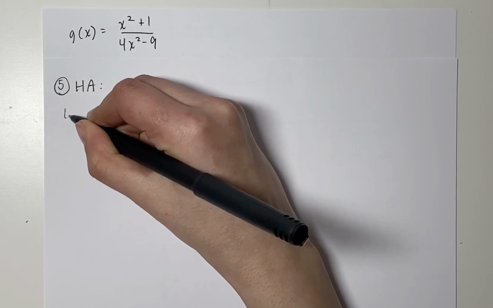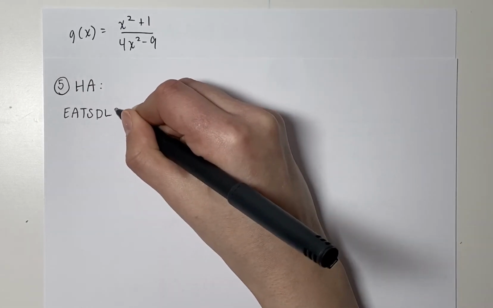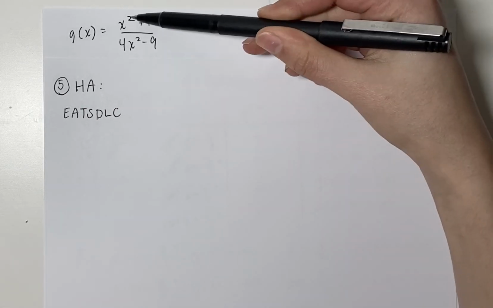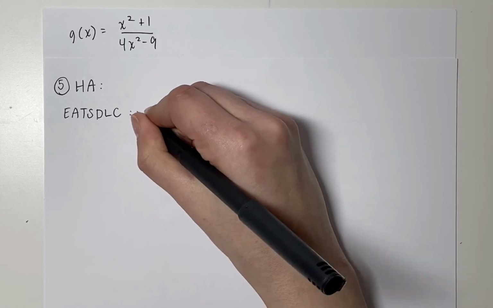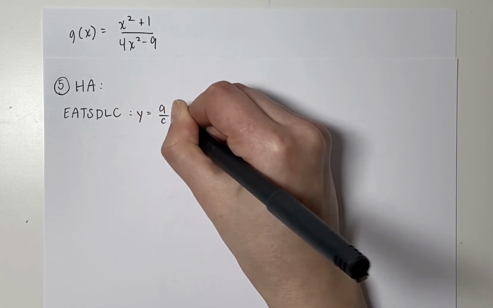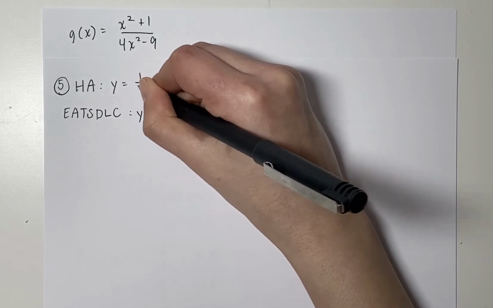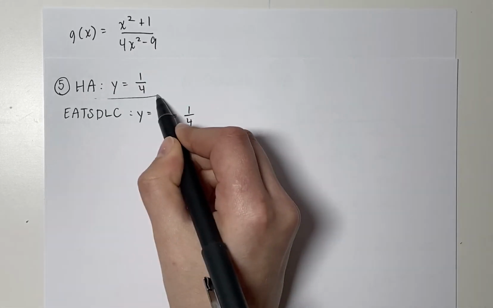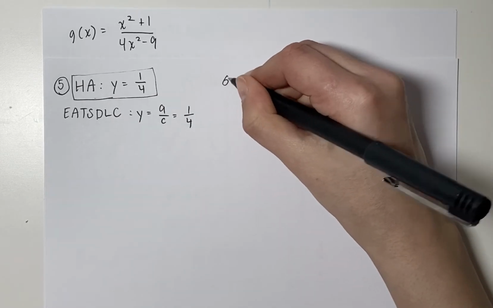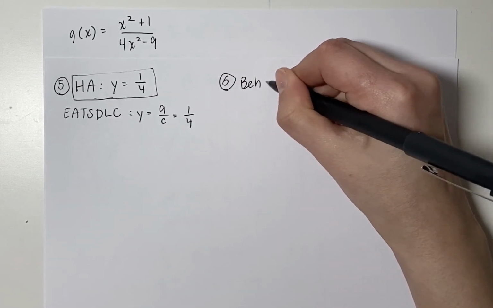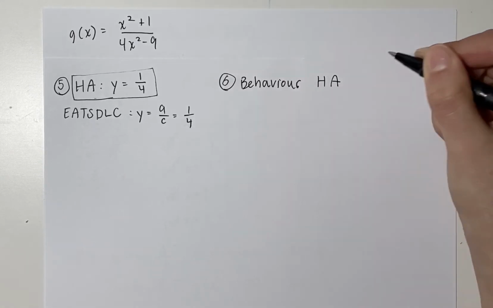Okay, now we're going to look at our horizontal asymptote. Now we know if the exponents are the same, we divide the leading coefficients. So our exponents are the same. Our leading coefficients are 1 over 4. Therefore, our horizontal asymptote is y equals 1 over 4. And we can box that. Then we need to find the behavior as our function approaches the horizontal asymptote.